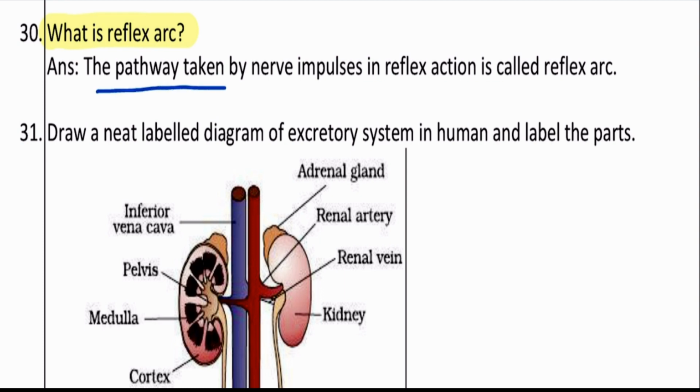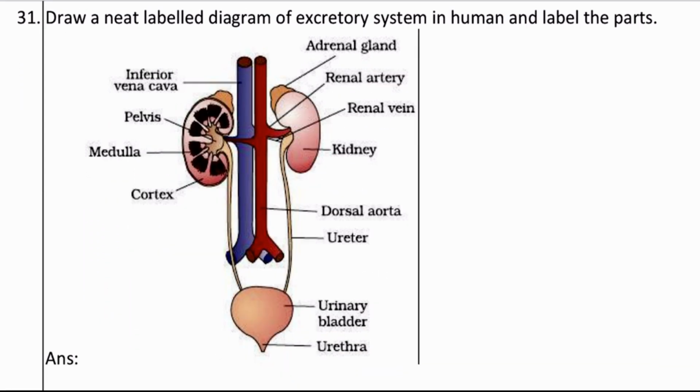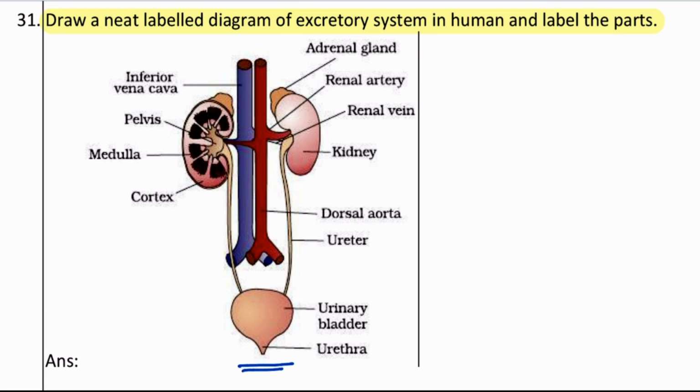The pathway taken by the nerve impulse in reflex action is called reflex arc. Draw a neat labeled diagram of excretory system in human and label parts. Here is the labeled diagram of excretory system of human.